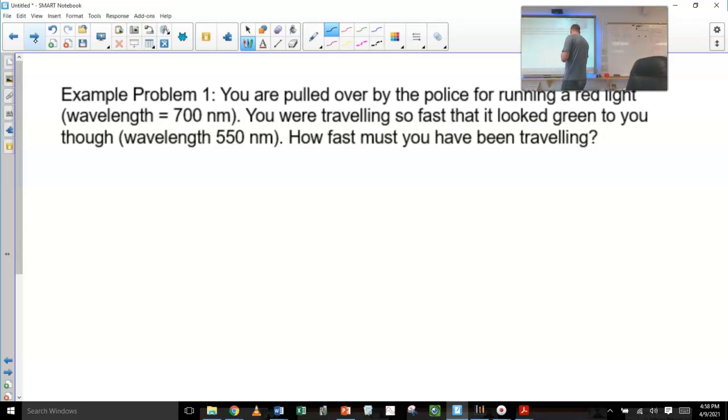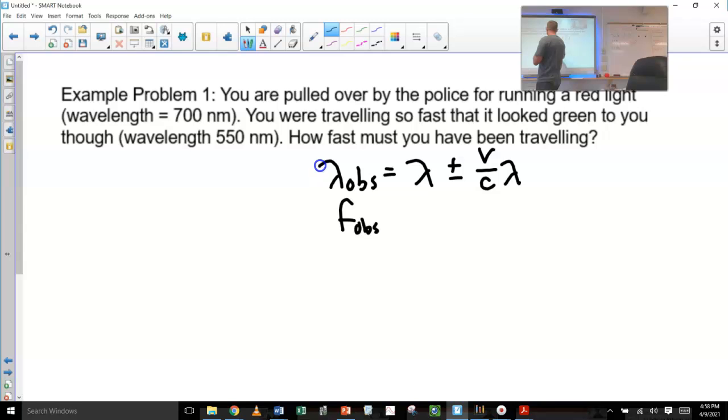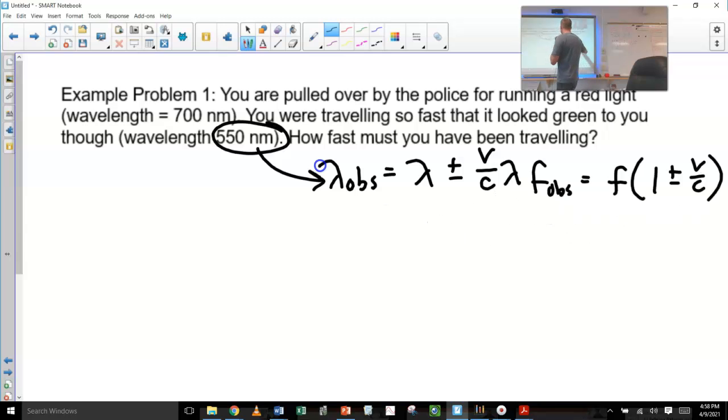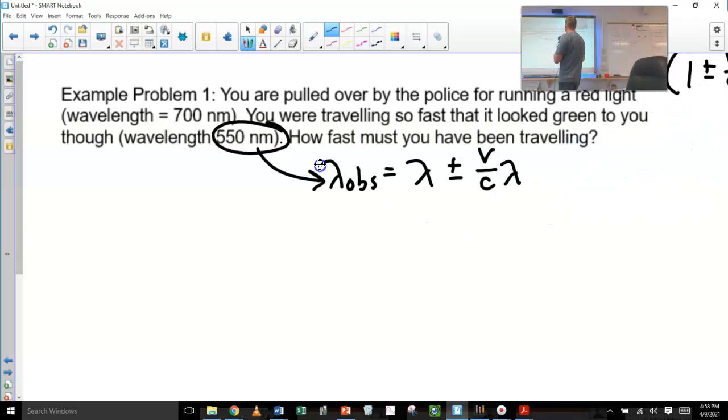So here, there are two equations. The wavelength observed is equal to the wavelength plus or minus the velocity over the speed of light times the wavelength. And then there's another one that deals with frequency. So the frequency observed is equal to the frequency times 1 plus or minus v over c. Now, because this is dealing with wavelengths, I'm just going to plug it right into this equation. I could change this into frequency and then use the bottom one, but I'm not going to do that. I'm just going to use the top equation because I've been given wavelengths.